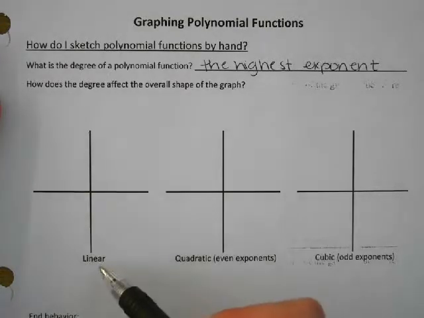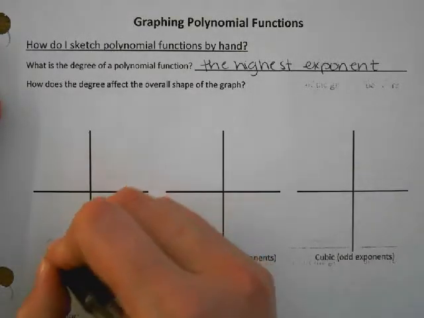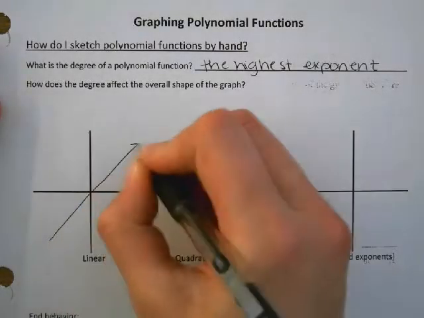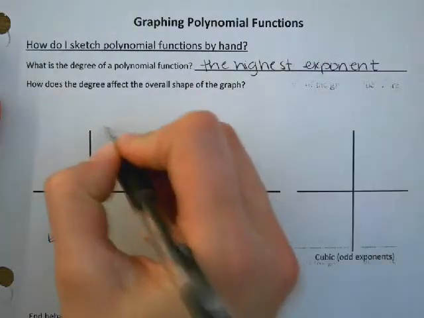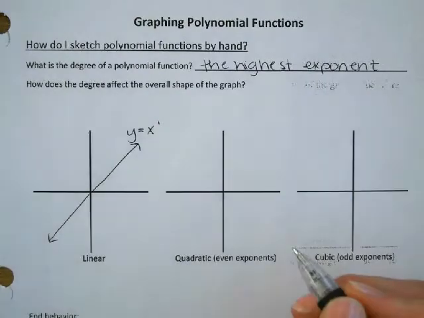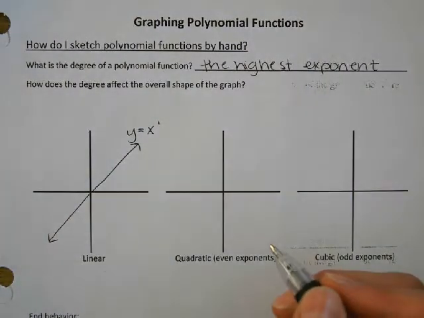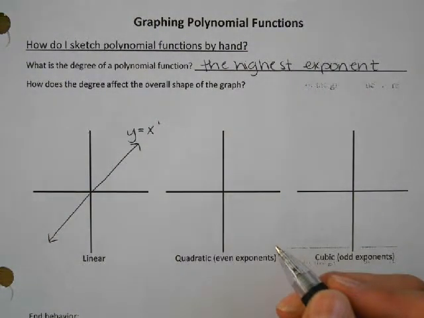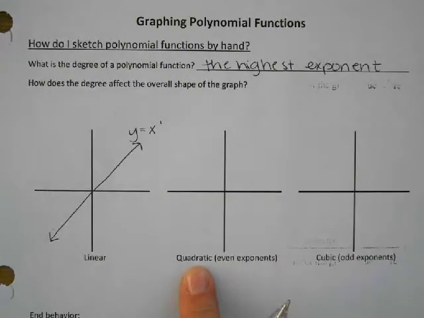So what does a linear graph look like? Straight line, right? And this equation would be y equals x to the 1 power. We typically don't write the 1, but that's what the degree really is for that one. What does a quadratic look like? It's a U shape, right?